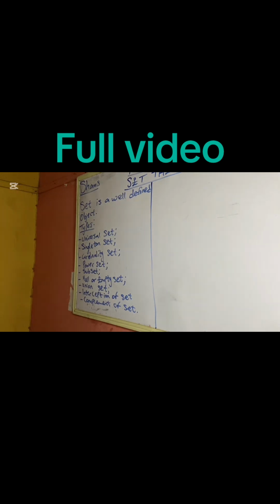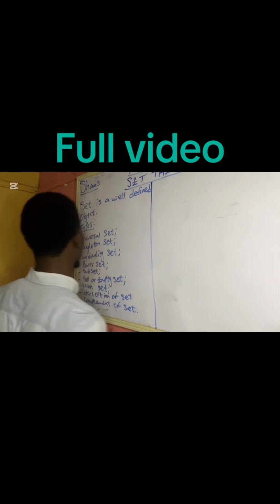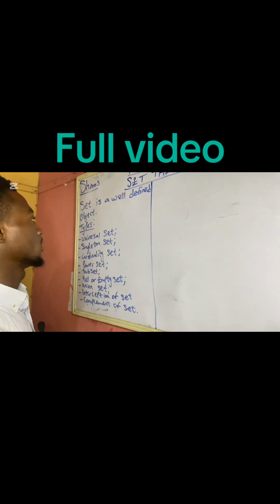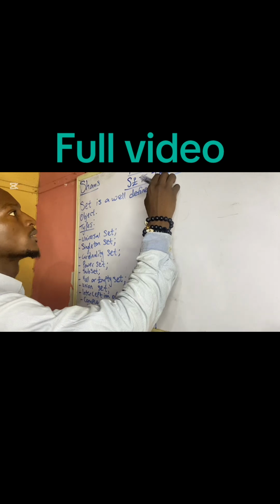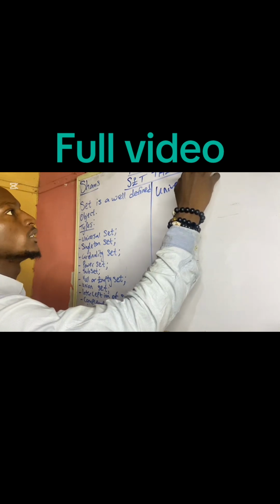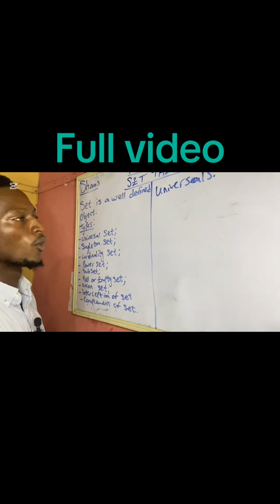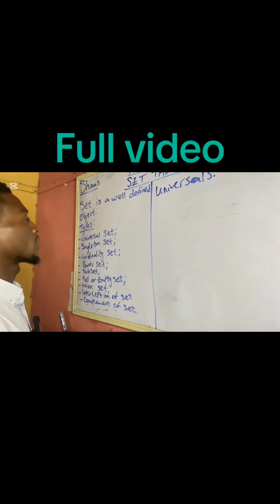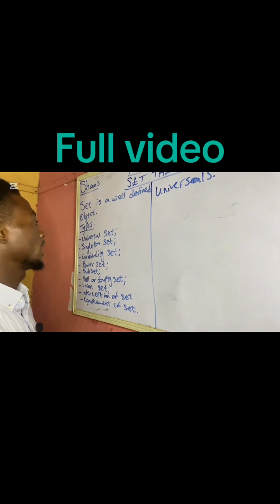Now, the first type that we have is the universal set. What is a universal set? A universal set is the mother set of all sets, which means it is the one that all sets are gotten from. As the name implies, universe. What is the meaning of universe? Universe simply means the world, the general, where everyone comprises. So we can say a universal set is a set that contains all types of sets.